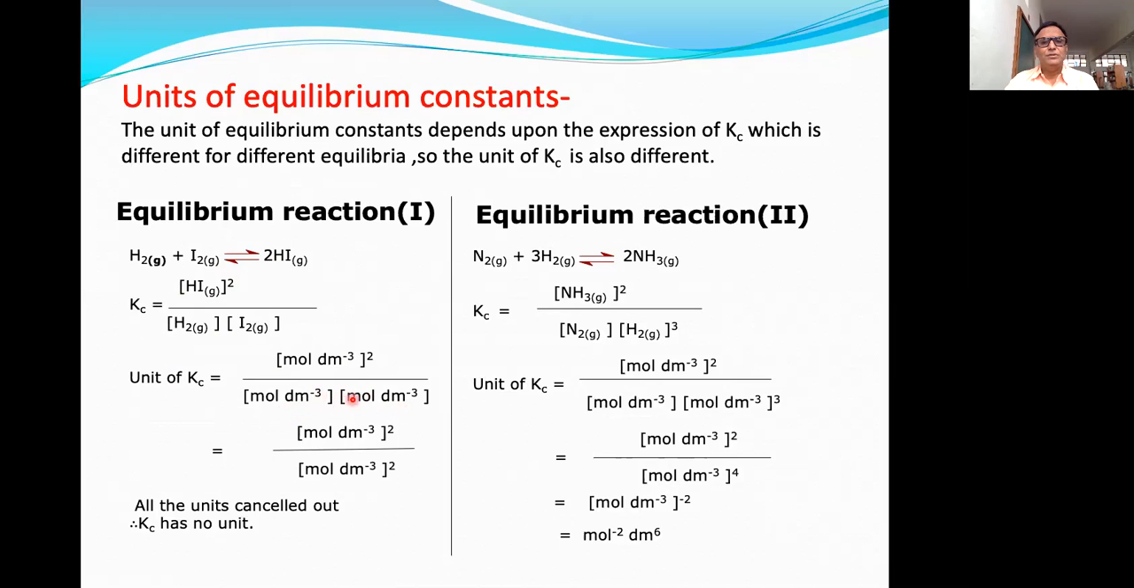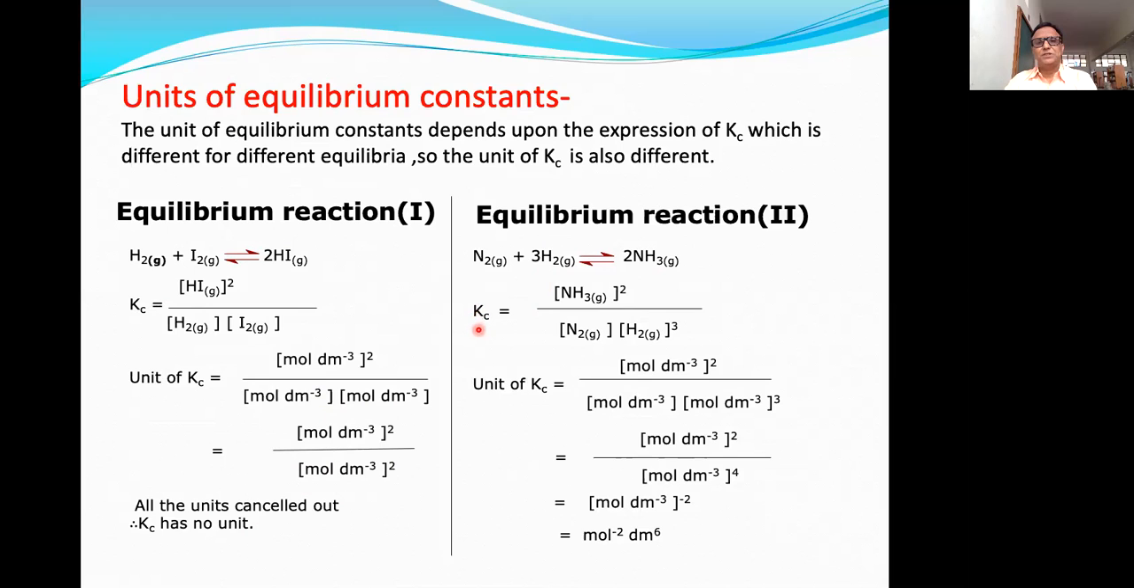So here also you can write as mole per dm cube raised to 2. So both will be cancelled. What is remaining? All the units are cancelled out. Therefore, Kc has no unit for this reaction. Okay. Consider this another reaction: N2 gaseous plus thrice H2 gaseous gives twice ammonia gas.